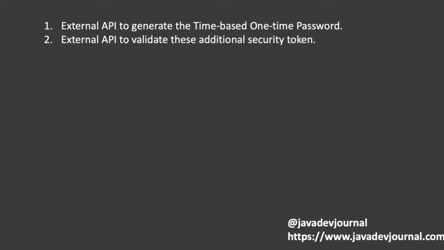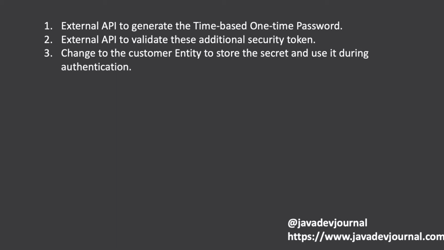So there will be a two-step process. Spring Security will do the same login and password based authentication, and these APIs will help us validate that token. All right. So we will be making a couple of changes to our application. One of them is making changes to the customer data model, where we will be storing some information, and we will talk about that. Okay.